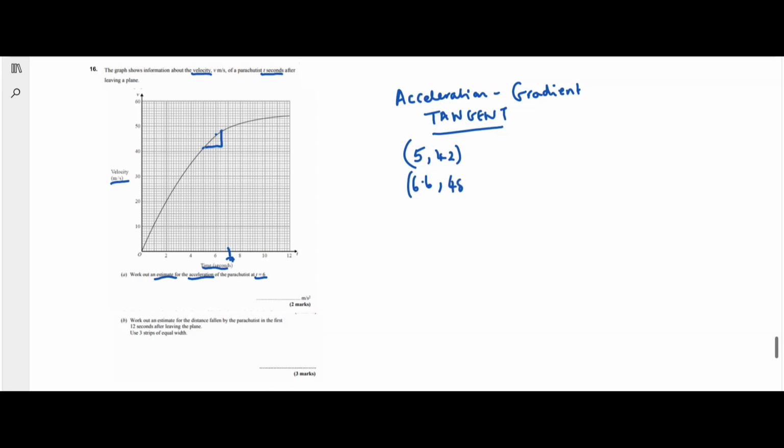You need to make sure you're really careful and look at the scale. It comes up a few times. You have to check the scale whenever you're using anything with a graph. So these are my 2 points, 5, 42 and 6.6, 48.